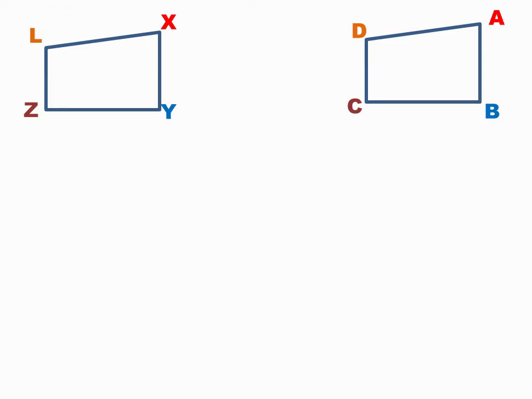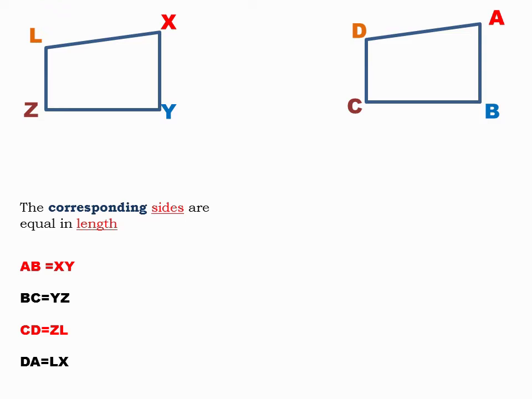If you look at this, the first condition is that the corresponding sides are equal in length. First, what's the meaning of corresponding? If you take a look at ABCD, you'll find vertex A, and then you have vertex X, which corresponds to A. If I ask about vertex B, what would be the corresponding one in the other quadrilateral? Yes, that's right, it's Y, and so on. If we talk about D, the corresponding one will be L.